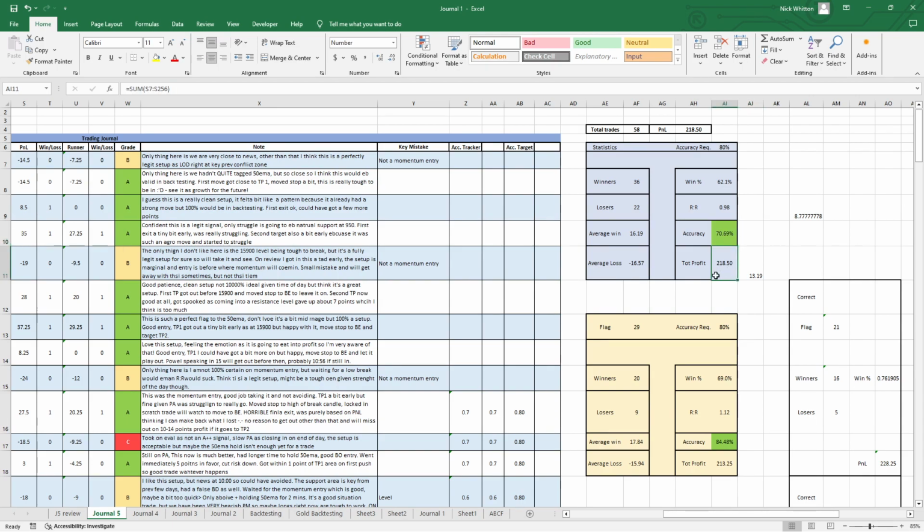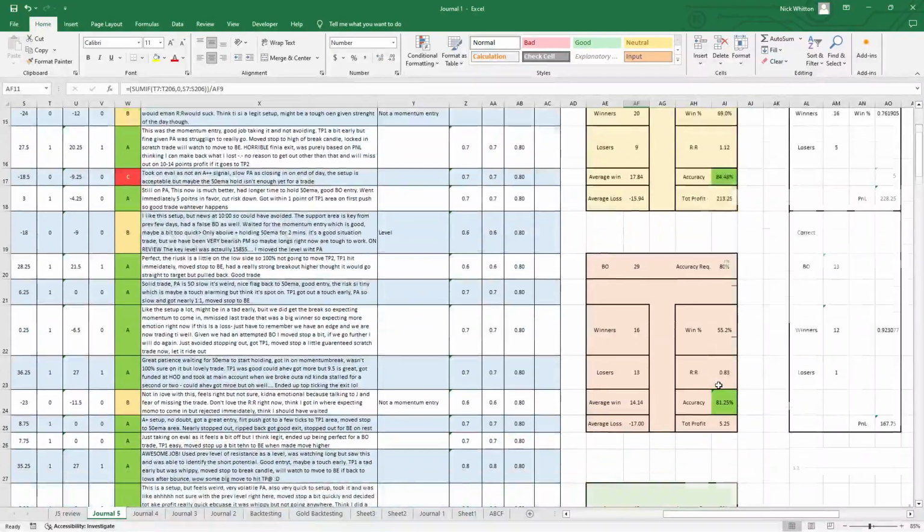Total profit of 218.5 points. The win percentage for me has been 62.1% because of all these mistakes. My risk reward is around about 1-to-1. You can see my average loss is around about 16.5 points. My average risk is probably closer to 20.